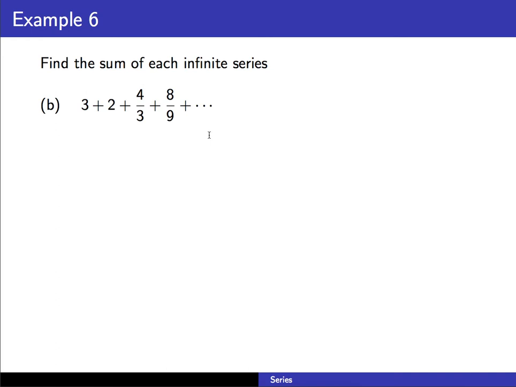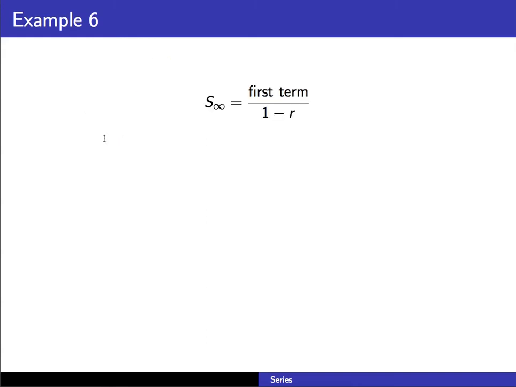Part B, once again, we have 3 plus 2 plus 4/3 plus 8/9. We have a common ratio here of 2/3, which is really easy if you use the first and second term. And 2/3 is between -1 and 1, so we will get a sum for this series that converges. To find that sum, we're going to take our first term, which is 3, divided by 1 minus our common ratio of 2/3, and we get 9. So adding up an infinite number of terms in that geometric series will give us a finite number here of 9.